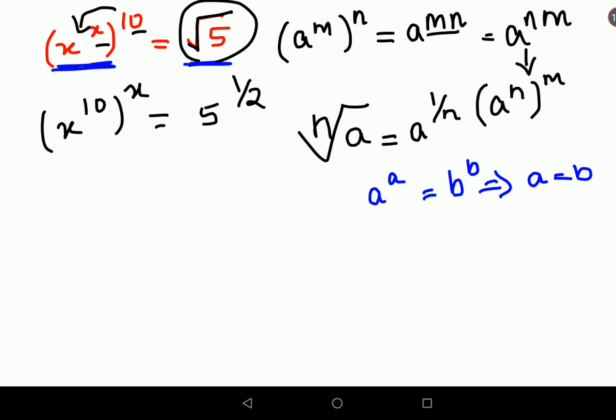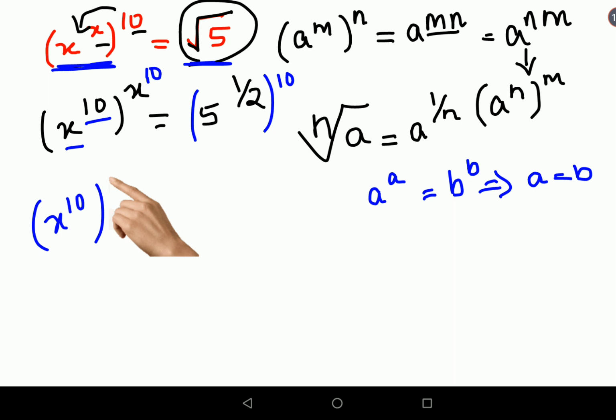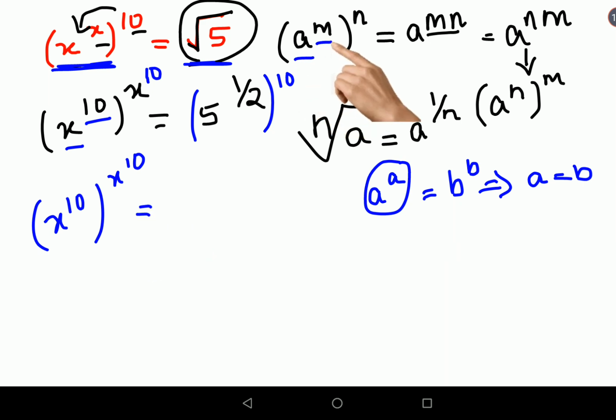So now we have a base over here which is x raised to 10. So what if I put a raised to 10 over here and I also do a raised to 10 over here? So this now comes out to be (x raised to 10) the whole raised to x raised to 10. So this is pretty much in this format. Now we also know that (a raised to m) the whole raised to n is a raised to m into n. So this becomes 5 raised to 1 upon 2 into 10.